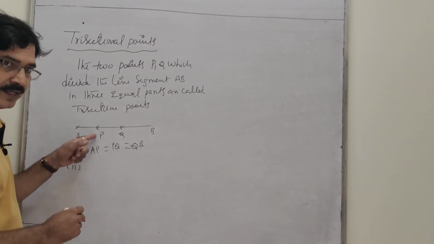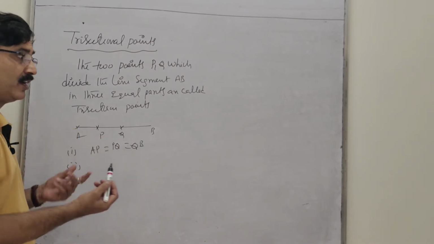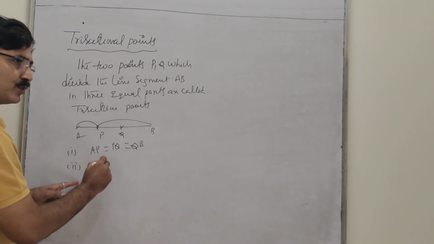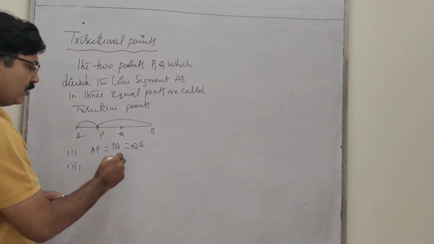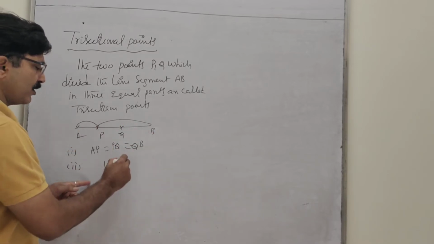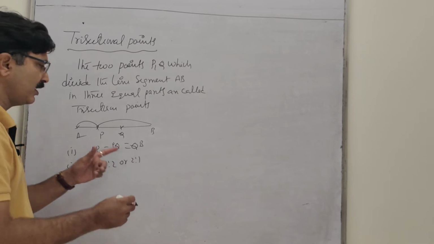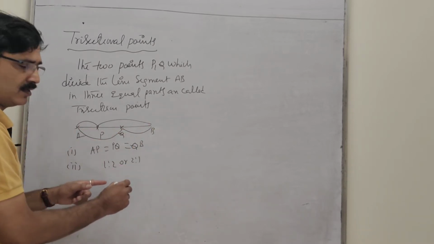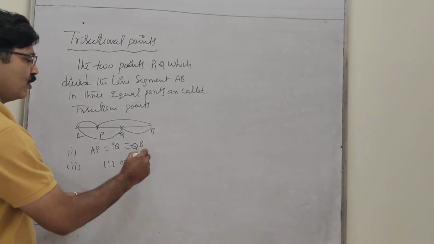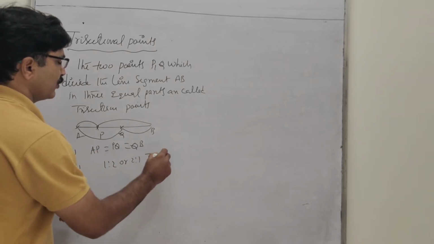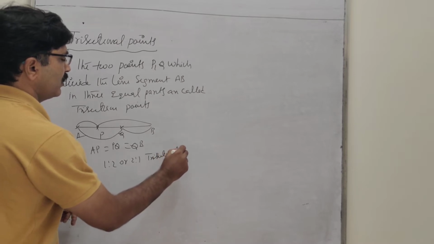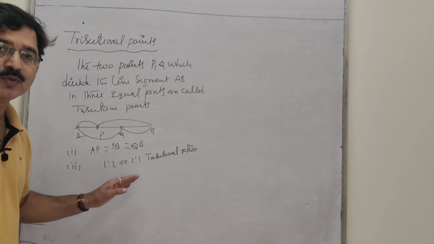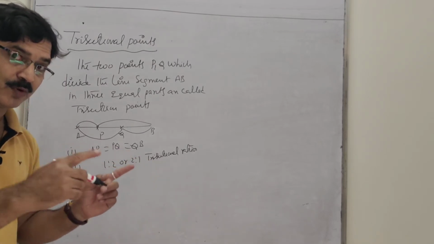If you want to find P, what could be the ratio? Directly we can say this part and this part. So P divides in what ratio? 1:2. If you say from the other side, it becomes 2:1. Or if you want to find Q, this is 2 and this is 1, so you get the same thing. This is called the trisectional ratio: 1:2 or 2:1.